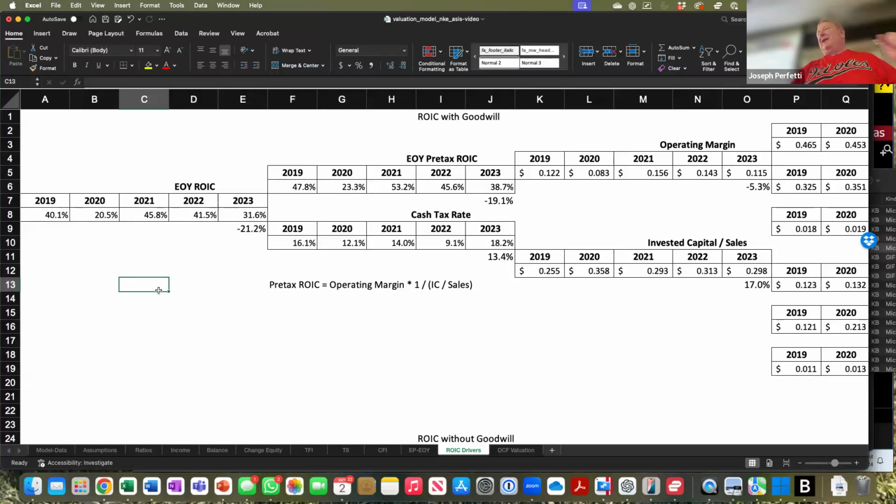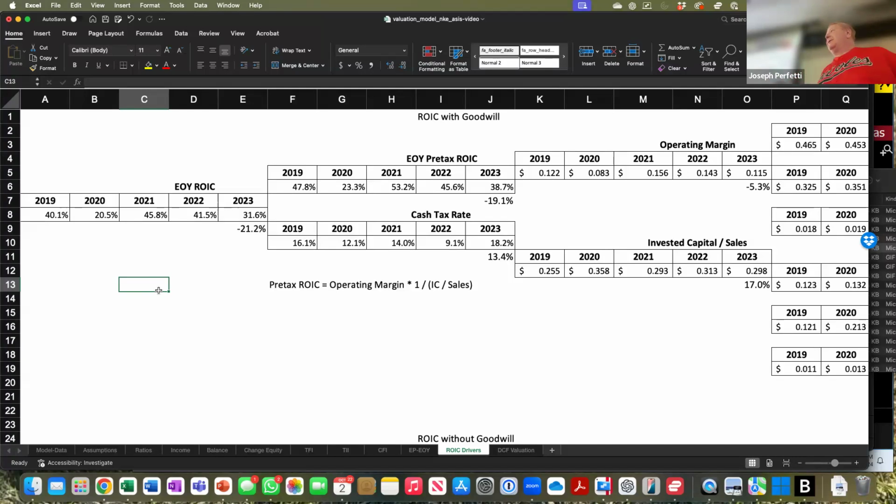Driver number 3, invested capital to sales. In 2019, Nike spent 25.5 cents of invested capital to drive $1 of sales. Last year, 2023, they're spending 29.8 cents of invested capital to drive $1 of sales. They are spending more to sell the same products. That is hurting their ROIC.